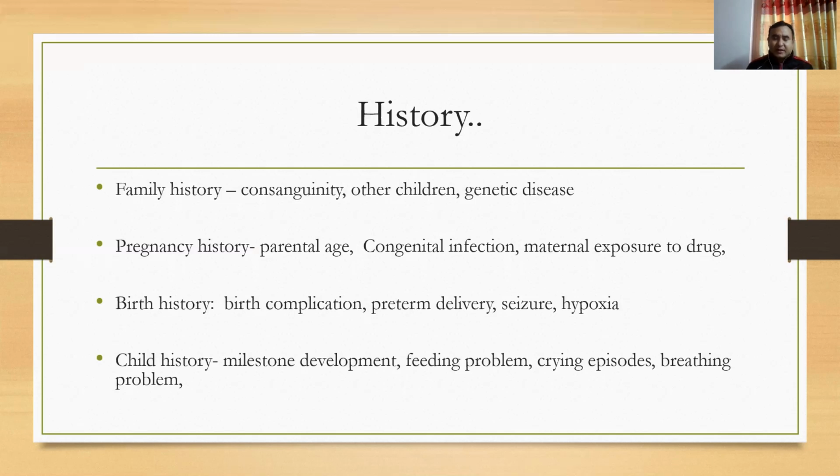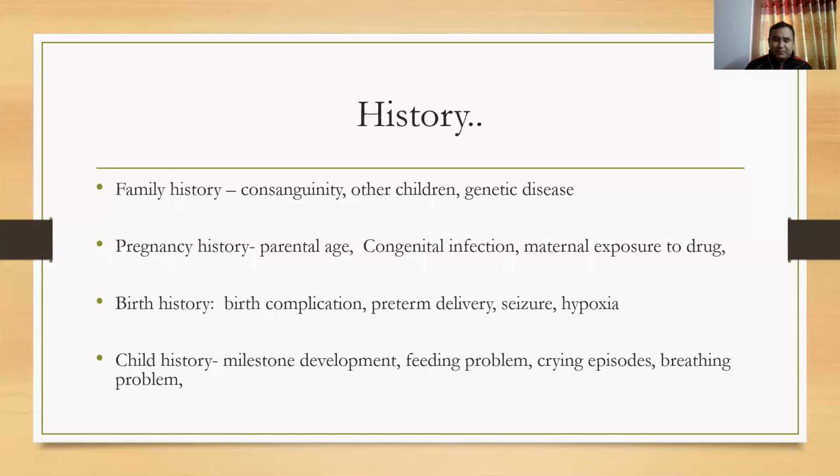Regarding the pregnancy history of the mother, we have to ask about the maternal age, because advanced maternal age is always a risk factor for chromosomal disorders like Down syndrome. We also have to ask about congenital infections like TORCH, because this sort of infection can cause hypotonia in the child. And we should never forget drug exposure in the mother, because it can cause teratogenicity in the child, and that can cause hypotonia.